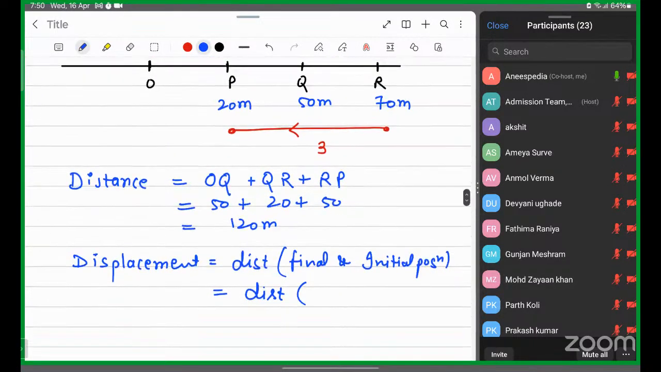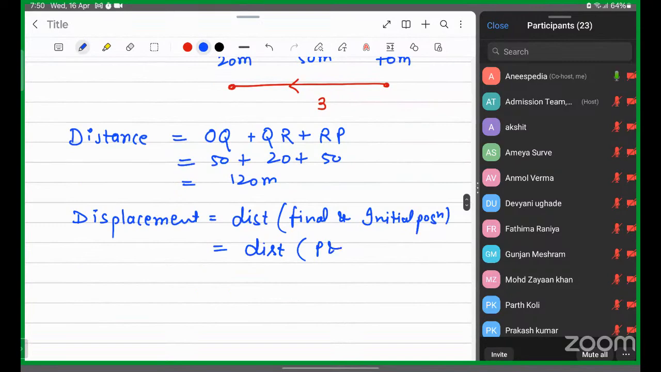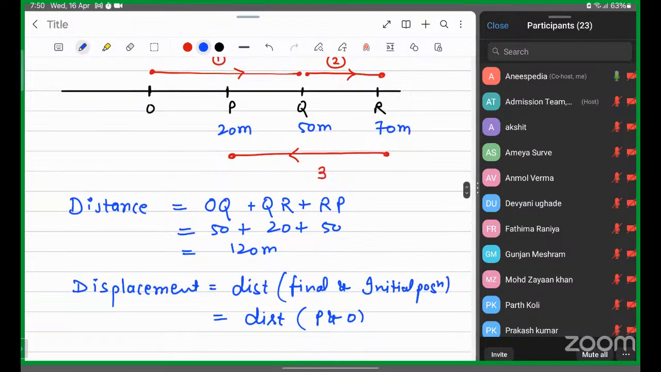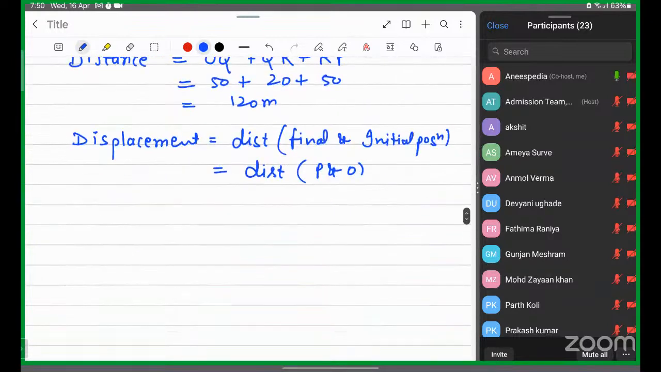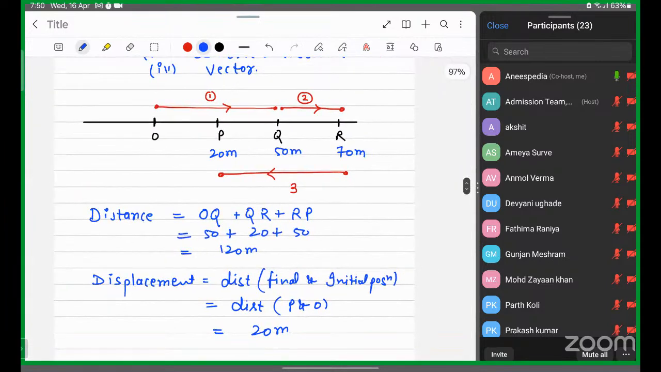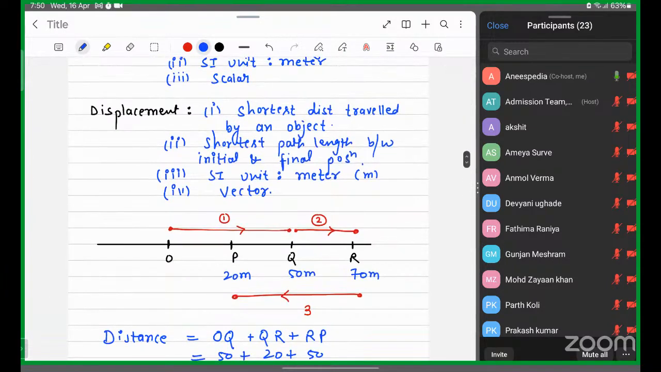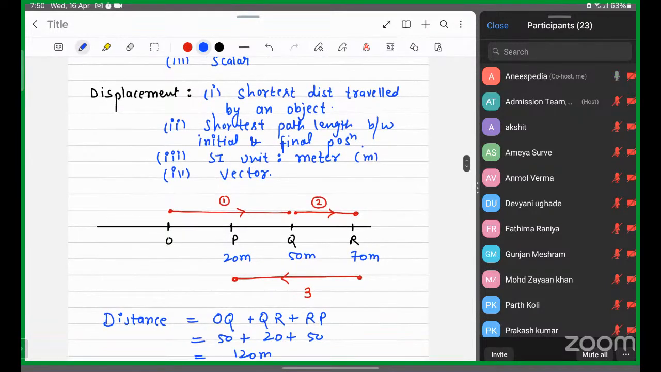Initial point O and final point P, that is final and initial O. So what is the distance between O and P? This will be 20 meter. Understood or any doubt? No doubt, sir.